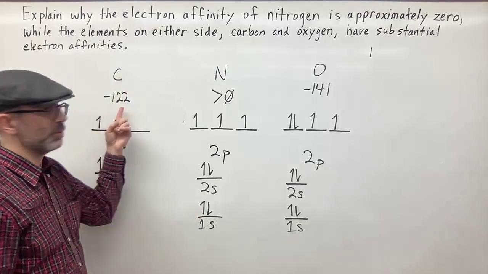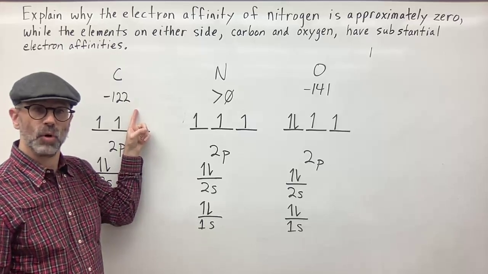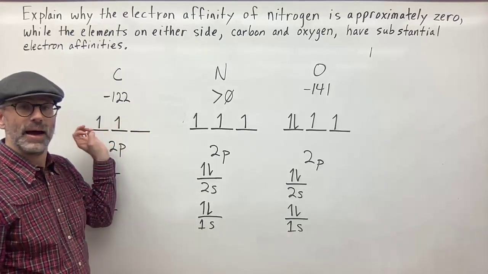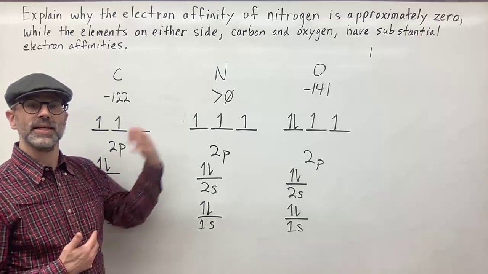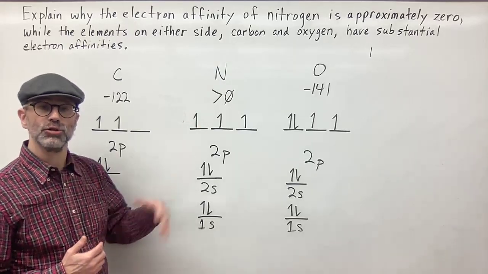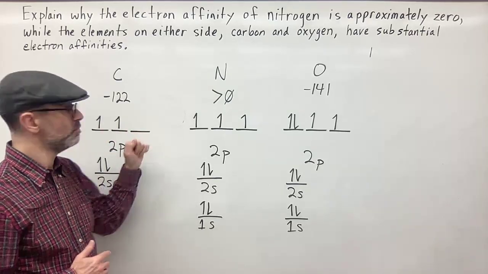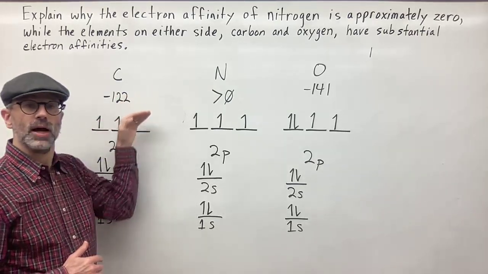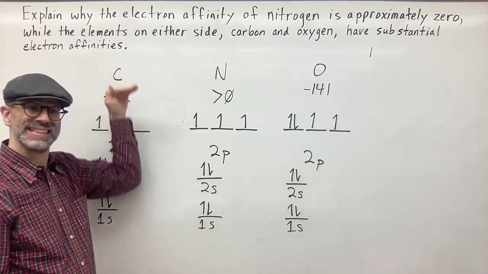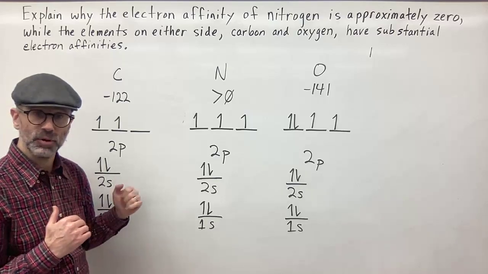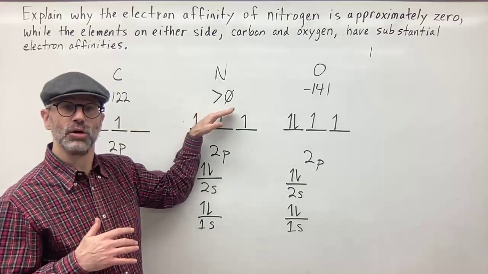So here we have carbon. It has a negative 122. This is kilojoules per mole. So this means that by adding an electron to the neutral carbon atom, it releases 122 kilojoules of energy per mole. So this has a release of energy. Therefore, this indicates that the overall energy of the carbon atom is going to decrease, thus making it more stable.